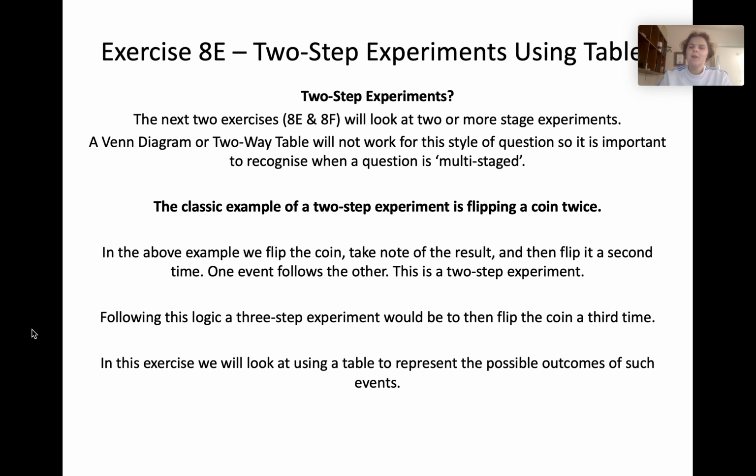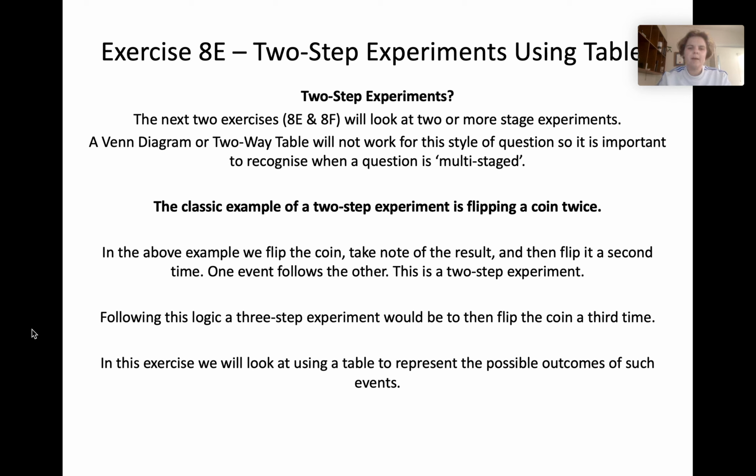All right, so firstly, we're looking at two-step experiments using tables. So what are two-step experiments? So far, we've been looking at one-step experiments. That could be like rolling a die, flipping a coin, choosing one card from a deck of cards. Today, we're looking at experiments with two steps. So this time, there's two parts to the experiment.